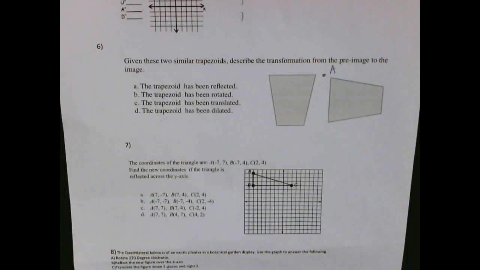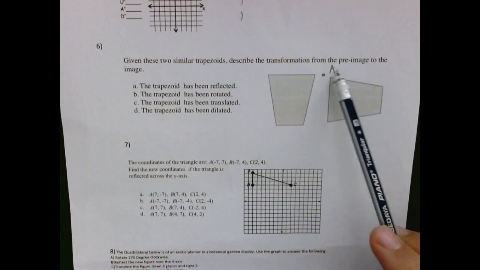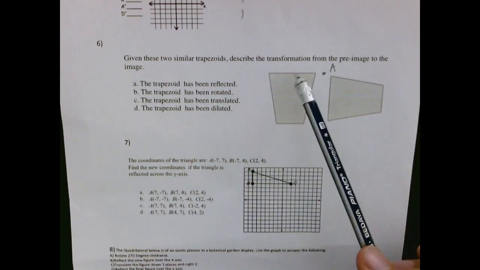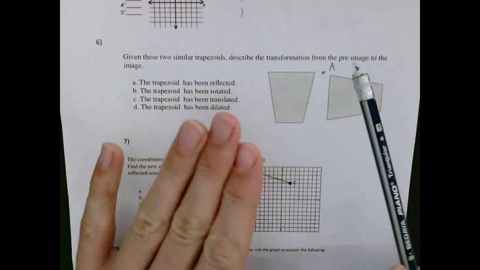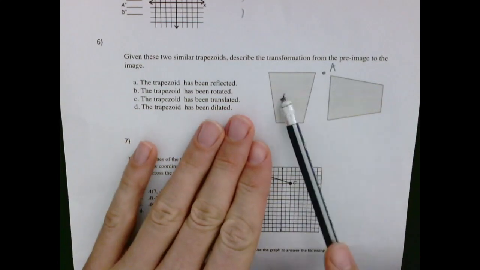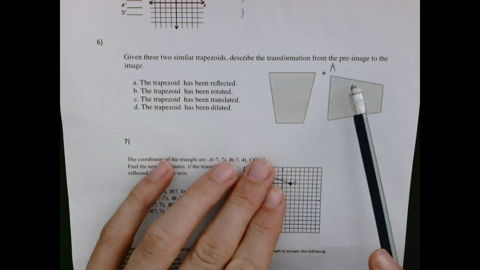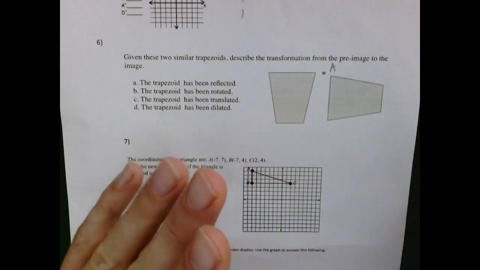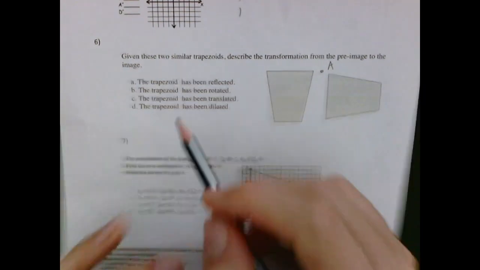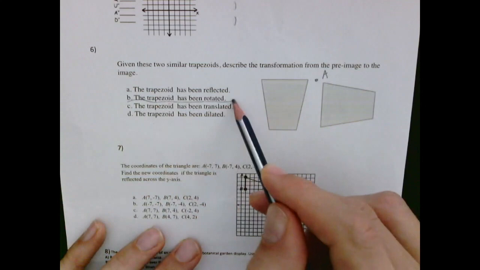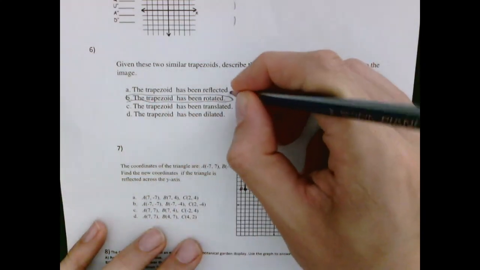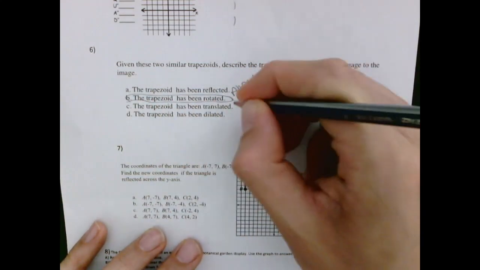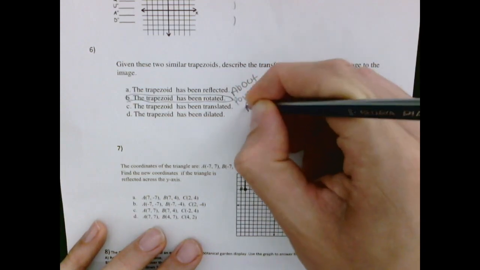Given the 2 trapezoids, describe the transformation from the pre-image to the image. Whatever transformation we perform, it's going to be performed from point A. I noticed that the shape is not simply moved from one spot to the other. It's not quite reflected. It's not getting bigger to smaller, smaller to bigger. So the only option then is B. It's been rotated, and we could say rotated about point A.